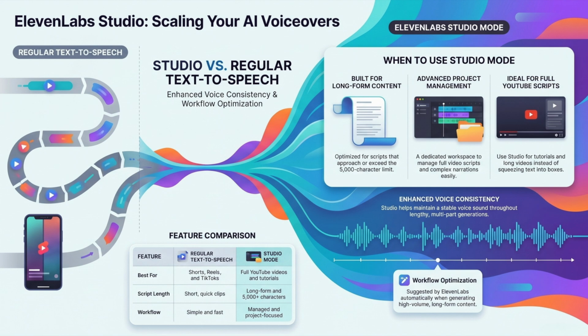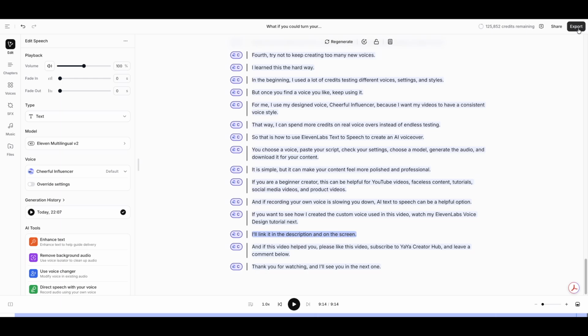If you are using regular text-to-speech, try not to force a very long script into one box just because it fits the limit. Keep the section natural and complete. Do not cut a sentence in the middle. End at a good stopping point like the end of a paragraph or the end of a step. If your script is too long for regular text-to-speech, Studio may be a better option for longer narration. That is why I'm using Studio for this longer video script.